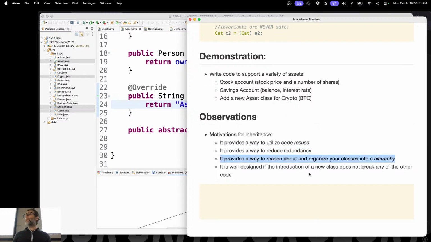It provides a way to reason about and organize your classes into a hierarchy. Humans have a natural predilection towards creating order in the world. We do this all the time, like in the natural world, for example. Every living organism is organized into this hierarchy of organisms. What is it called? Kingdom, phylum, all the way down to species. And each one of those is most general, kingdom, and then most specific down here is a species. We do this in business all the time. There's an org chart, or organization chart. Up at the top, you have the CEO, and then you have managers, and then mid-level managers, then down here, the regular employees.